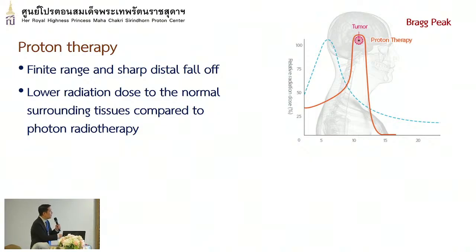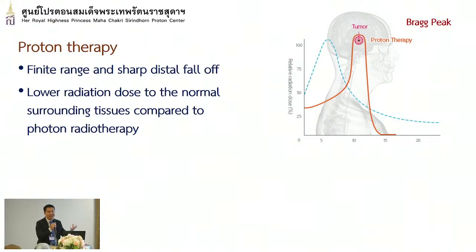For proton therapy, the good thing about the Bragg peak is that it means the highest dose. We can identify it and use the Bragg peak to deliver the highest dose at the tumor, while we can spare the normal tissue as much as we can. That is the concept of cancer treatment.